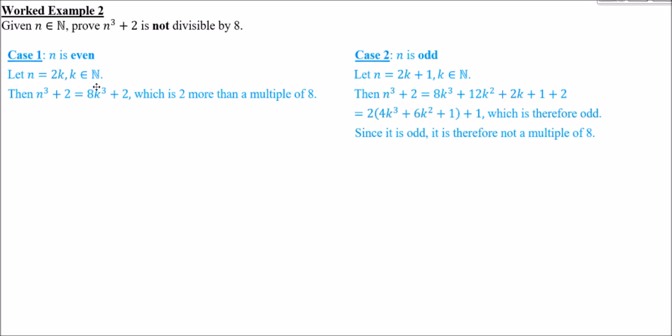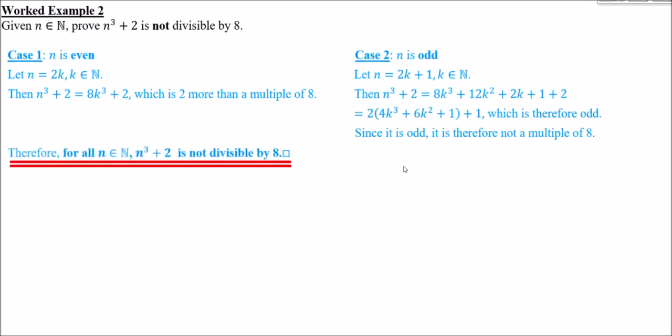So we've proven it's not going to be divisible by 8 if n is even, or if n is odd. Therefore we've proven it both ways, so we've proven the thing exhaustively. So therefore for all natural numbers, n cubed plus 2 isn't divisible by 8.